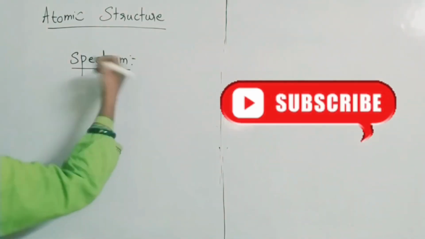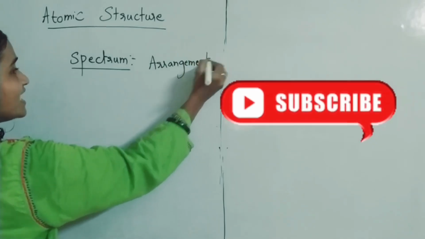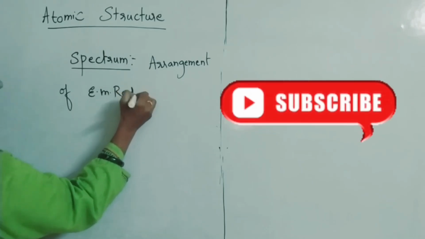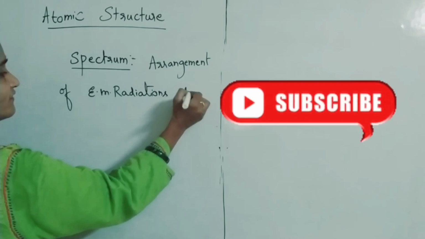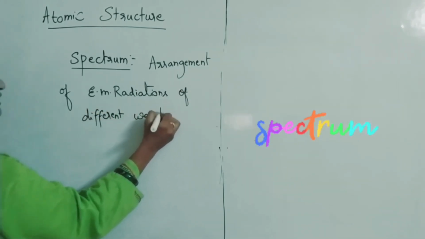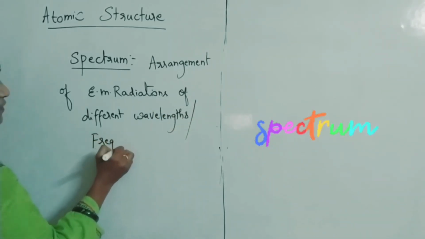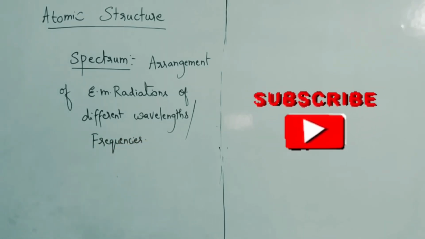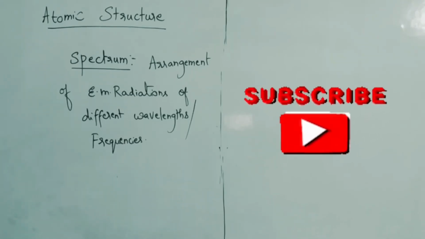Spectrum is defined as what? Spectrum is defined as the arrangement of EM radiations of different wavelengths arranged in an order. Different wavelengths, or you can even take them in terms of their frequencies as well. Wavelengths or frequencies, you call it spectrum. So what is spectrum? Why do we have to learn about spectrum? Electromagnetic radiations and electromagnetic spectrum.